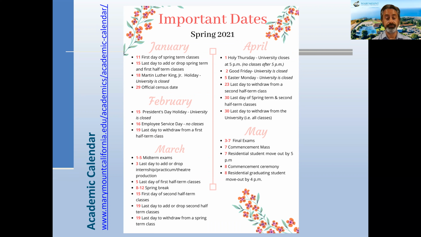We do also have a period where students can withdraw from individual classes. That's generally after midterm grades have been processed. For the spring, it'll be March 19th. So if you decide you need to drop or withdraw from a class for any reason, you have until March 19th to do that. If you need to withdraw from all of your courses, withdraw from the university, you have all the way up until the last day of classes before finals. And so that's April 30th. Finals week is May 3rd through the 7th.